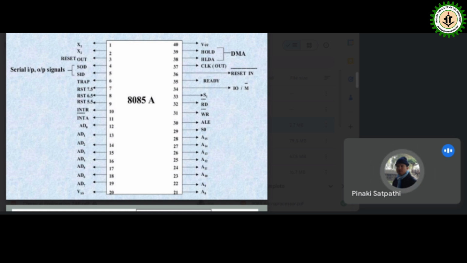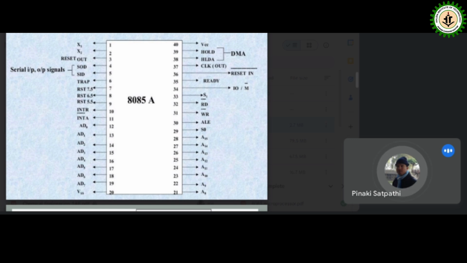When S1 equals 1 and S0 equals 0, a read operation will be performed, and whenever S1 and S0 both equal 1, an opcode fetch operation will be performed. The status of this signal indicates what type of operation is performed by the microprocessor. Various types of operation are shown in this particular table.